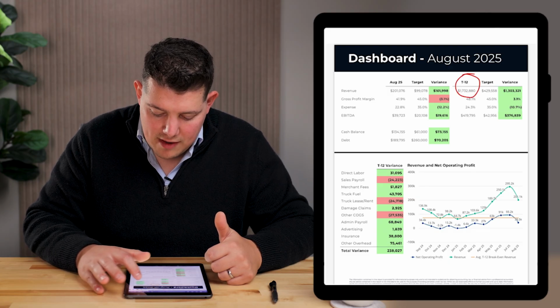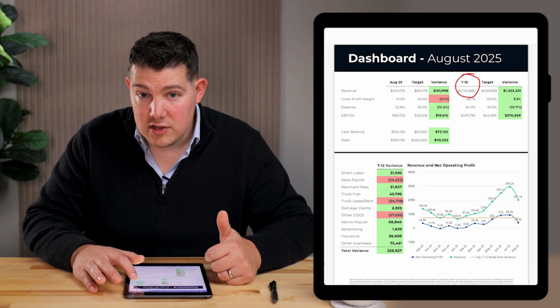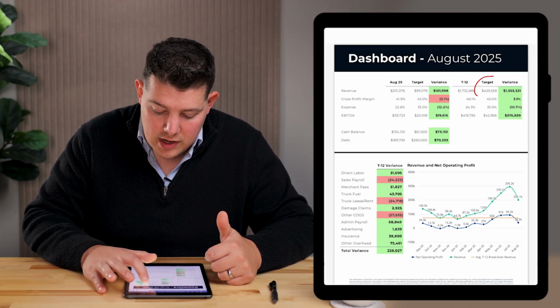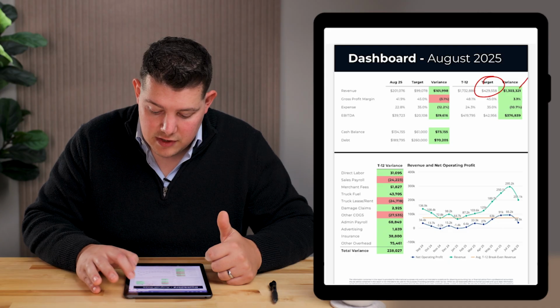If for the trailing 12 your revenue was more than what it was for the previous trailing 12, then this variance is going to be green. But if it was actually less than what it was for the trailing 12, then this variance will be red.